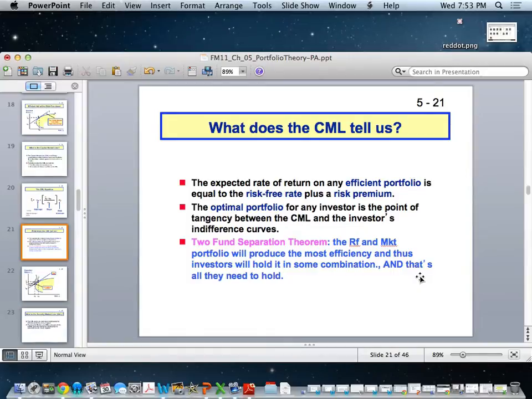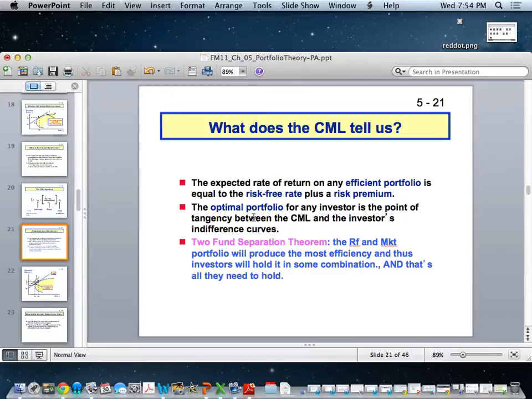What does the capital market line tell us? This is a slide which has an extraordinary piece of information, which probably not everybody knows, especially those who are not trained in finance. Item 1, the expected rate of return on any efficient portfolio is equal to the risk-free rate plus a risk premium. Fair enough. The optimal portfolio for any investor is the point of tangency between the capital market line and the investor's indifference curves. So here's another thing. This is why I said investing is like your God versus my God. There's no perfect portfolio. It depends on your risk tolerance, and your risk tolerance is a reflection of your indifference curve. Different investors have different indifference curves. Wherever they touch the efficient frontier, that's the portfolio they're happy with.